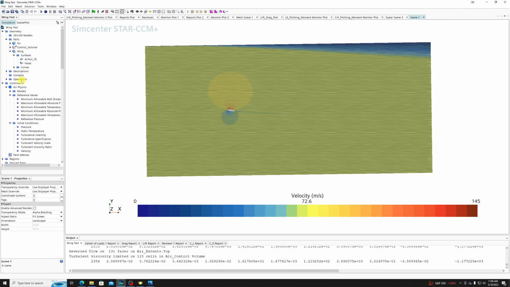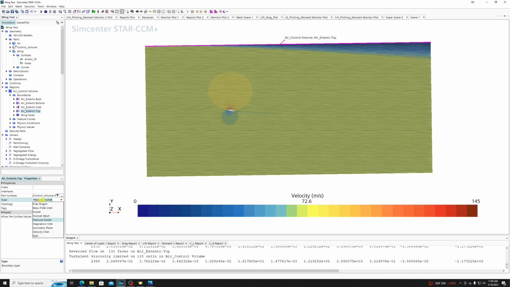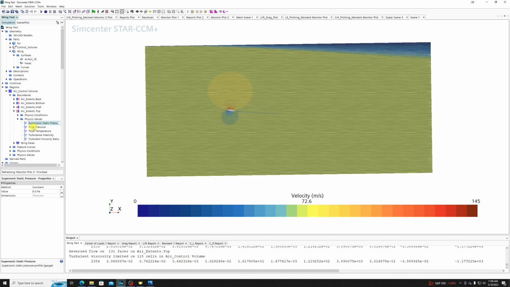So let's see if we can change our boundary conditions a little bit to make this somewhat better. Maybe this will help. If we look at our top boundary, it doesn't really want to be a pressure outlet. Let's turn it into a stagnation inlet and see what happens.